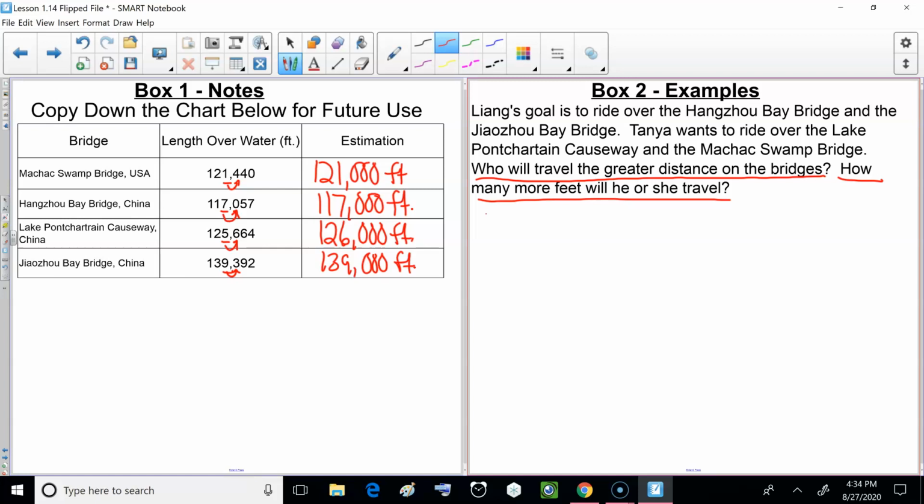So let's put Liang here, and I'll put Tanya over here. I'll do Tanya in blue. So let's put Tanya's numbers right now. She rode over the lake.